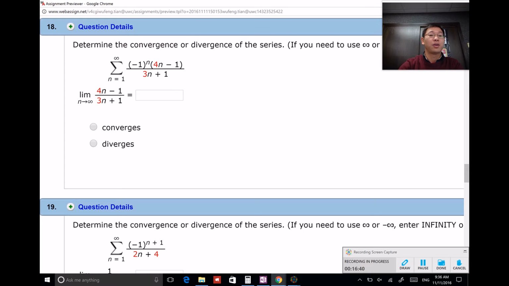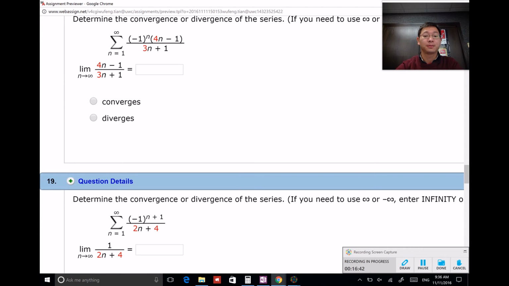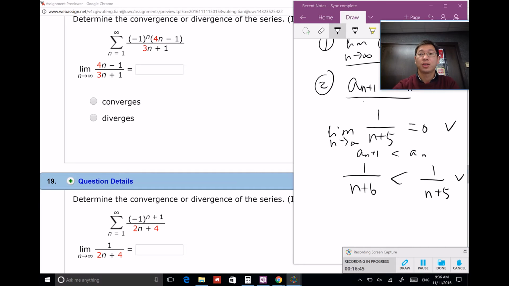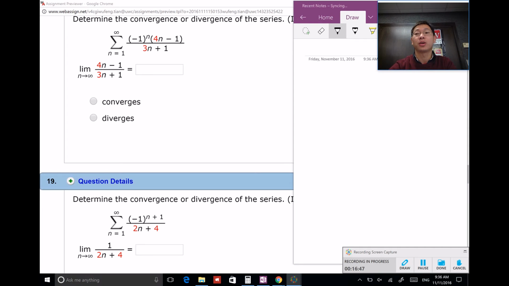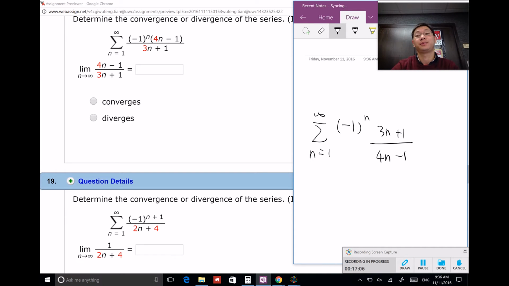Okay, so the problem, do we compare with greater than 1 or less than 1 something? Okay, so now what if I change this? If I change this into 3n plus 1, and I change this to 4n minus 1. Does this one converge or diverge? Joshua? Converge. Why do you think this one converges?